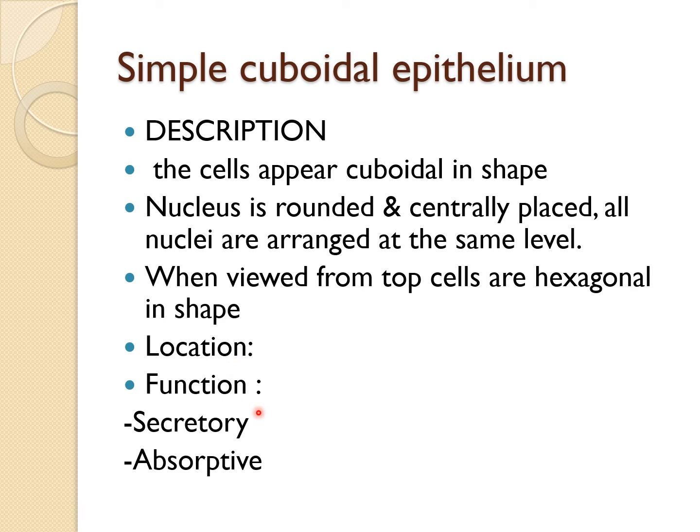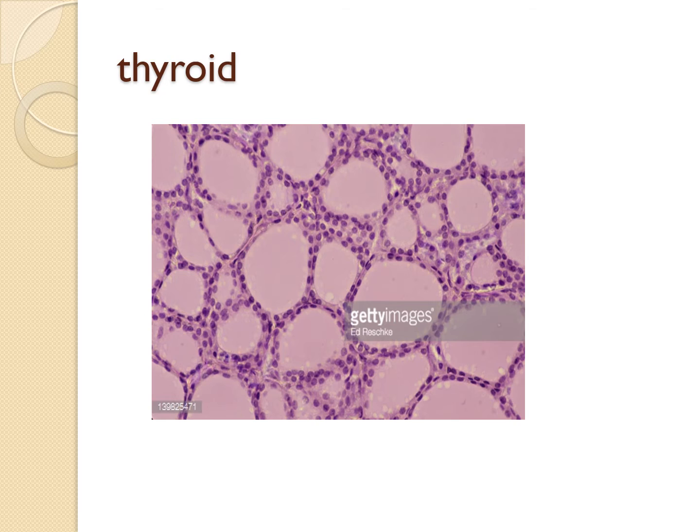Now the function of the simple cuboidal epithelium. It is mainly concerned with secretory, absorptive and excretory function. You see this diagram, an example of the thyroid gland, and here this epithelium is the simple cuboidal epithelium.